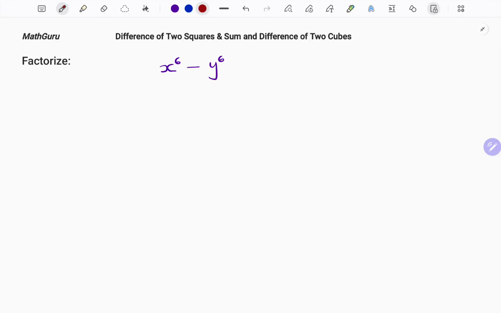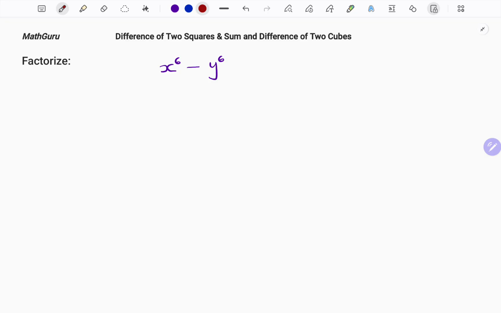In this video, I'm going to show you how to factorize the following, that's x to the power of 6 minus y to the power of 6, by applying various factorization rules. That is, the difference of two squares and the sum and difference of two cubes.